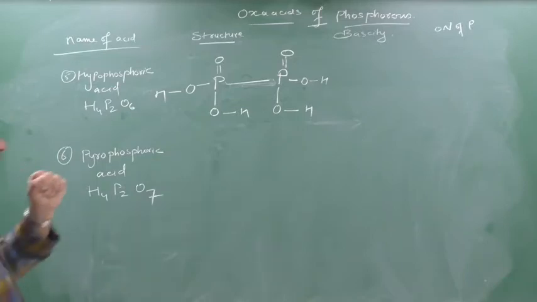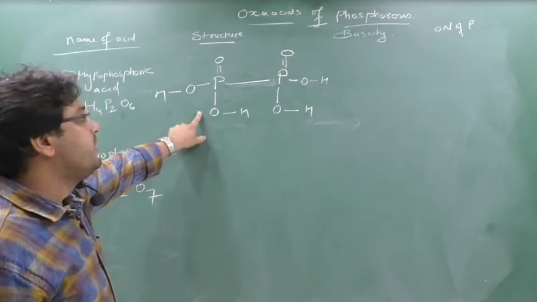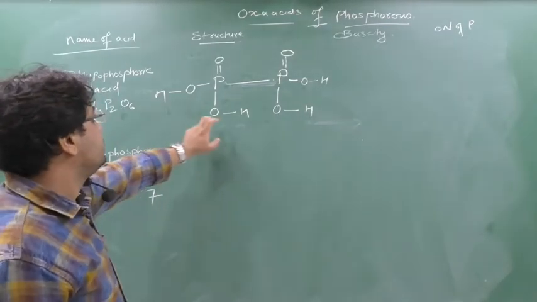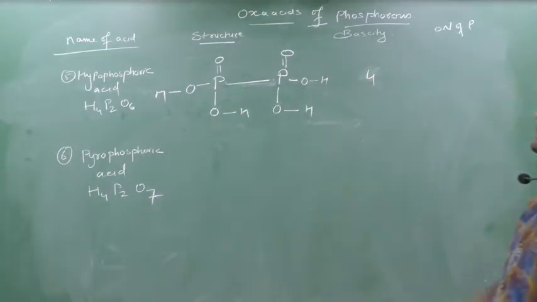Basicity, we'll see the number of hydrogen associated with oxygen, that is their basicity. So how many hydrogen are associated with oxygen? 1, 2, 3, 4. So 4 is the basicity.